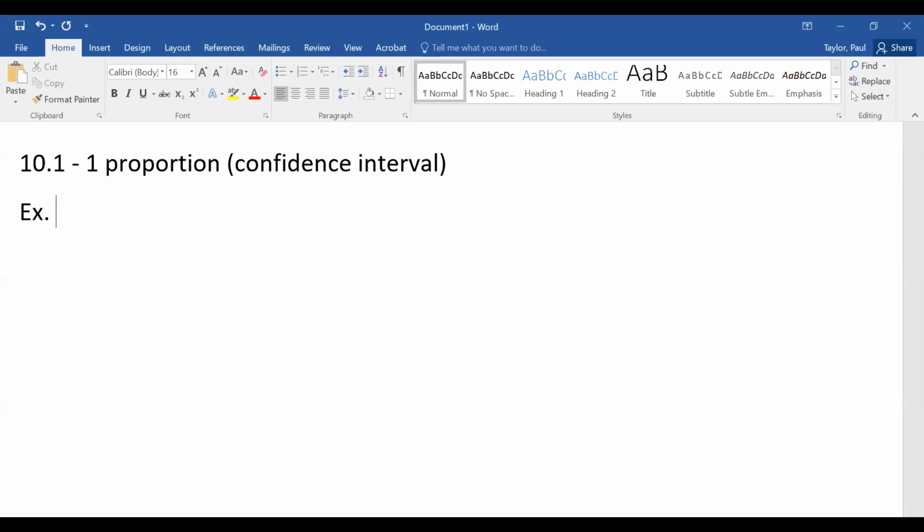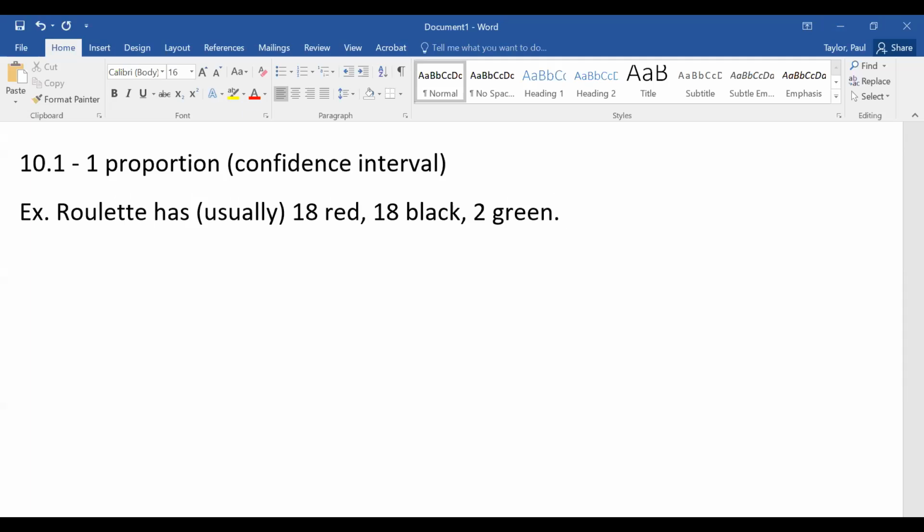So our first example, I'm going to base on the game of roulette. Roulette has, or usually has, 18 red numbers, 18 black numbers, and 2 green numbers. And people bet on a specific number or a group of numbers, or maybe even or odd, or one color or another. So suppose we bet on red. The probability of a win in this case is 18 out of 38. There's 38 possible numbers, and 18 of them are red. Our chances of winning are 18 out of 38.